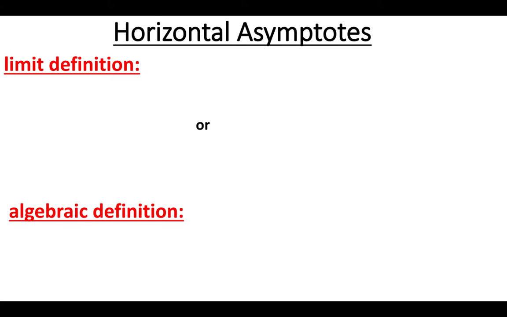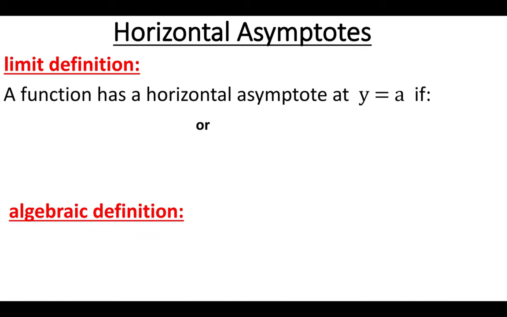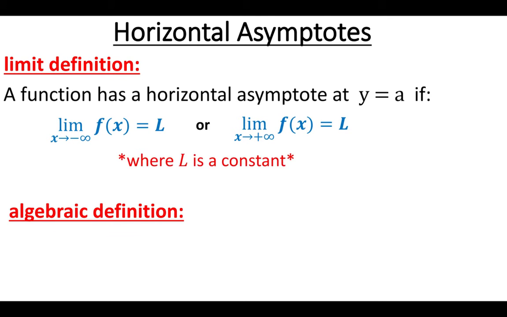For horizontal asymptotes, we also have two definitions we're going to talk about. First of all, the limit definition, which you will need to know for the AP test. And that is a function has a horizontal asymptote at the value y equals a if either of these two are true. The limit as x goes to negative infinity equals some value which we'll call L, or if the limit as x goes to positive infinity of the function equals L. And like before, the L in this one is a constant.